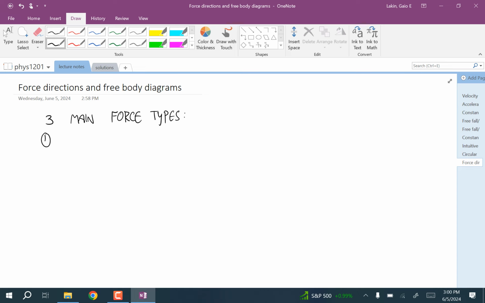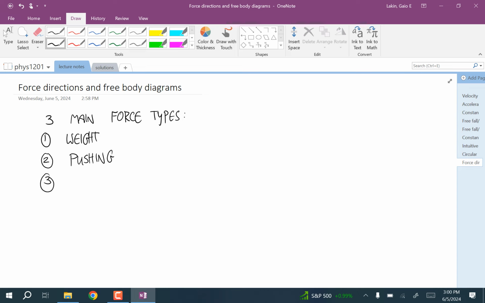The first one is the weight of an object. That is the force that gravity applies to the object. That is different from the mass. So the mass is a resistance to acceleration, but the weight is actually a force. The second one is pushing contacts, when objects push on each other at some boundary, across some boundary.